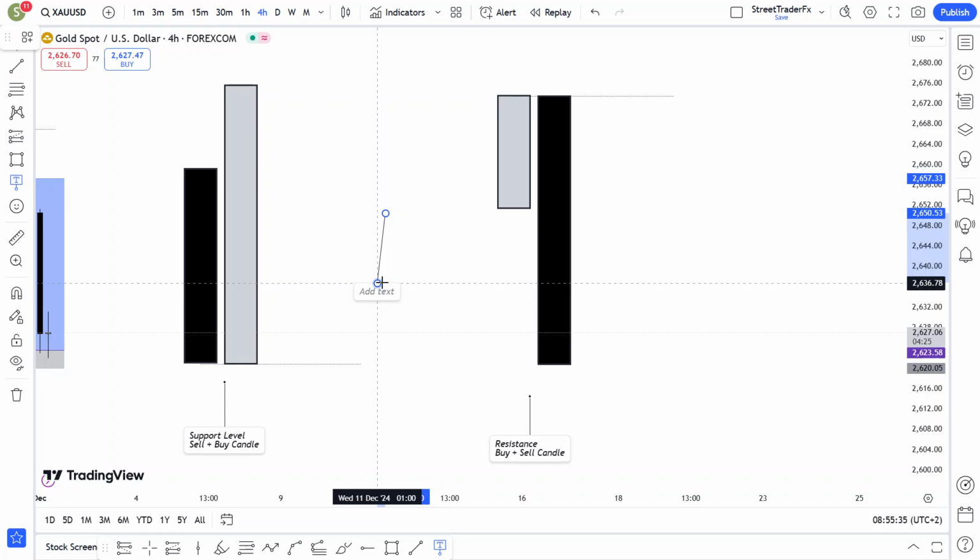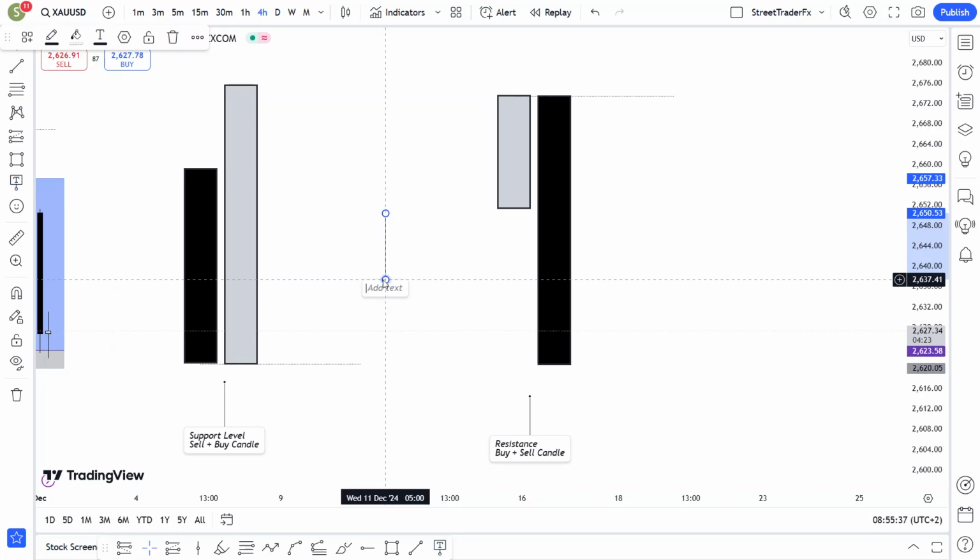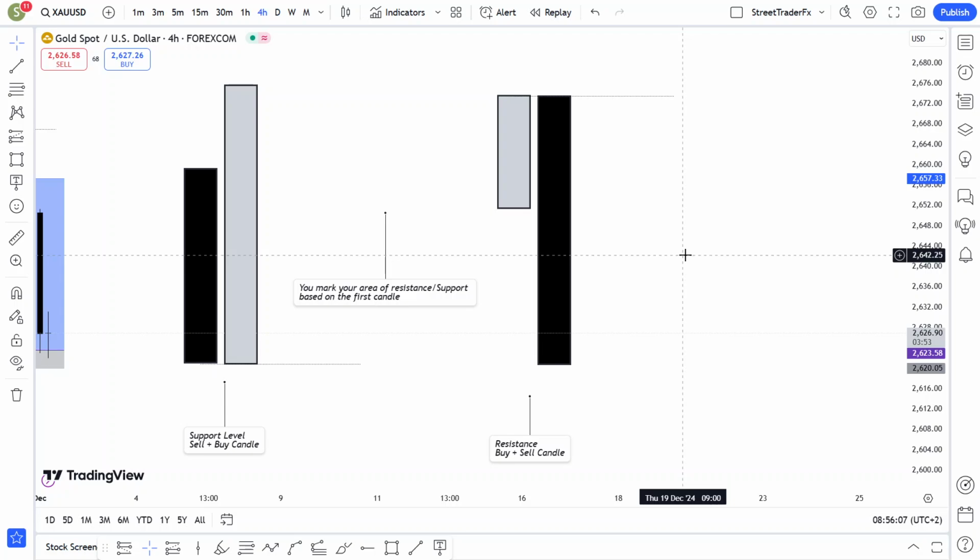So let me just make a note of it. You mark your area of resistance or support based on the first candle. In this case, it's going to look like this.